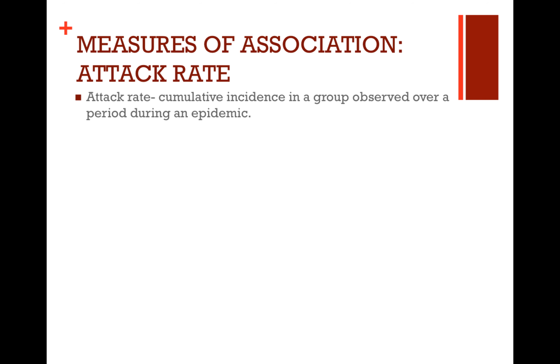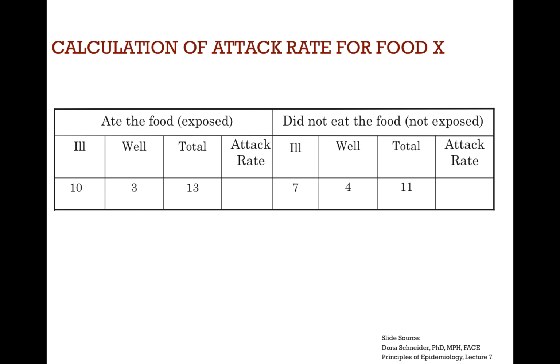And so when we think about these diseases, we think about things like, again, the incidence, the attack rate, the mortality, and the case fatality. So the attack rate is this cumulative incidence in a group over a period during an epidemic. So in a given population, how many got sick?